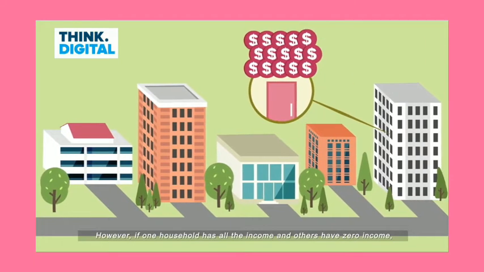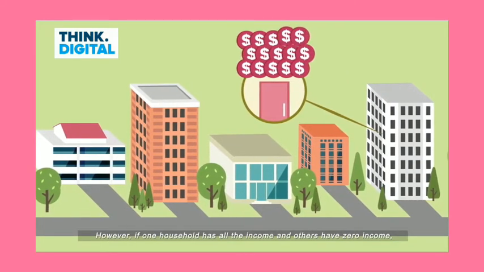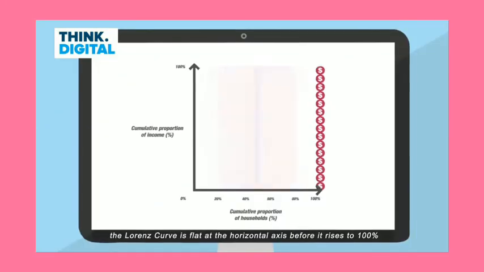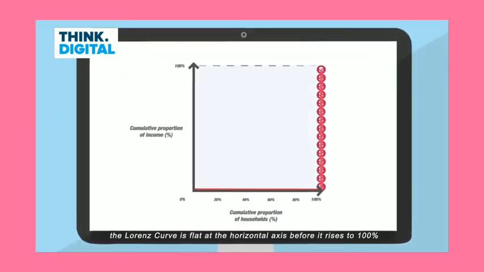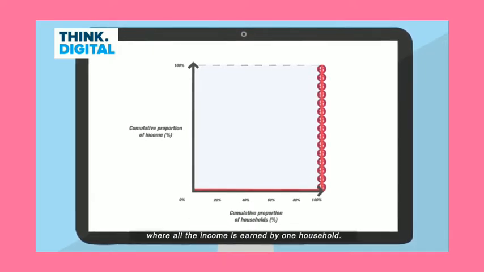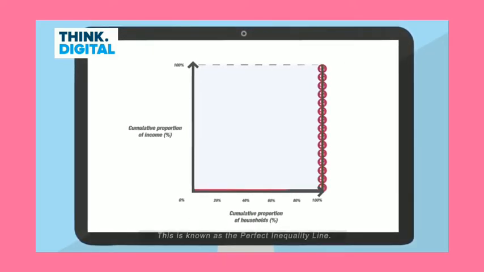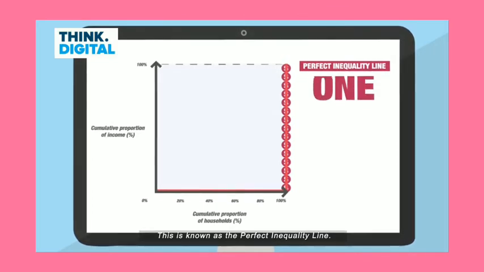However, if one household has all the income and others have zero income, the Lorenz curve is flat at the horizontal axis before it rises to 100%, where all the income is earned by one household. This is known as the perfect inequality line.